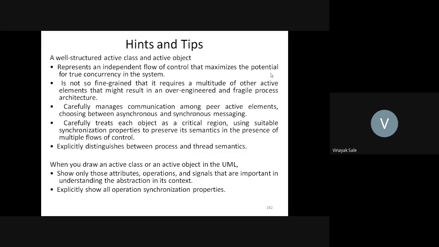So when you draw an active class or active object in UML, show only those attributes, operations and signals that are important in understanding the abstraction in its context. Explicitly show all operations' synchronization properties.